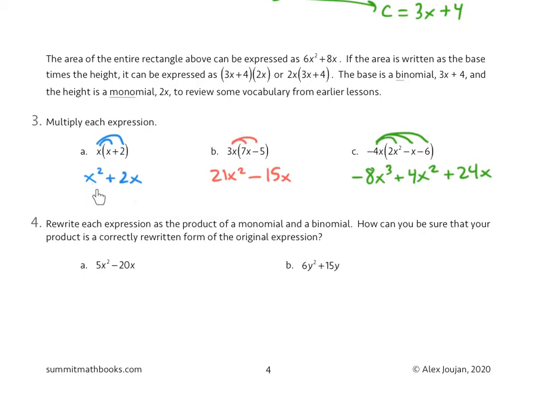Try to think about how you would do that in reverse. If you started with x squared plus 2x and you had to think about a binomial and a monomial that you could multiply together to get that, how would you do that? Well, let's do part A now. 5x squared minus 20x. First, look at both of these terms and try to figure out if there is some common factor. Look at 5 and 20. What is a number that divides evenly into both of those?